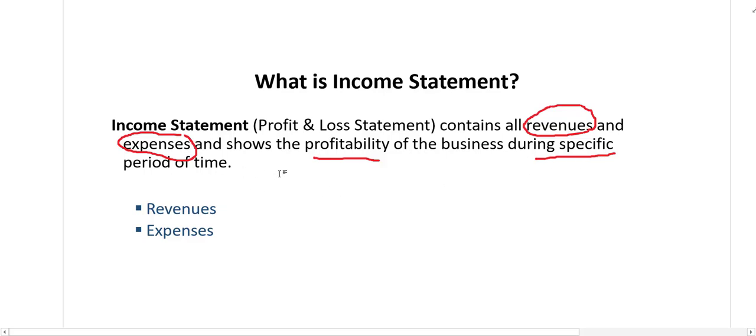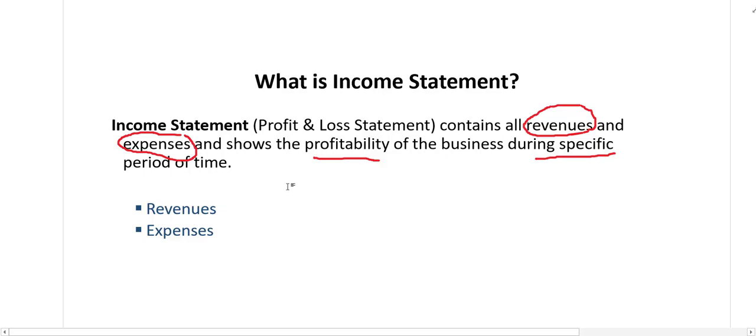This is the first statement that we have to prepare in the business in order to check whether we made profit in the business or whether we suffered loss. If you made profit, of course, also you need to provide a report, or otherwise, if you suffered loss, also for that one you have to prepare the report.